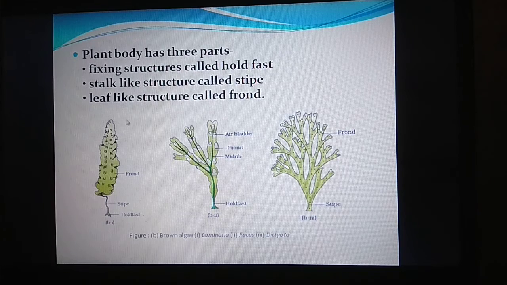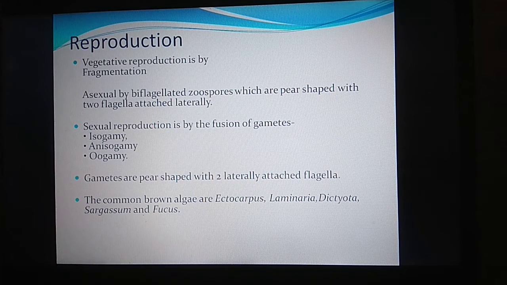Then the leaf-like structure, the above part, is called the frond. So the body of the Phaeophyceae is divided into 3 parts. Then the reproduction, how reproduction happens in Phaeophyceae. The vegetative reproduction is mainly by fragmentation.